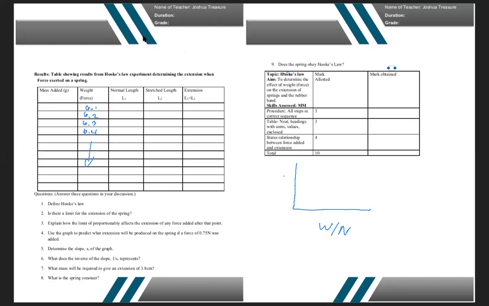Let's move this quickly. Move this down here. Come out of the way, please. All right, so we have weight on the x-axis and extension on the y-axis. Extension, right? So you would have weight, something like this, and extension. You can write it sideways, right? No, I can't. I am not able to write it sideways.